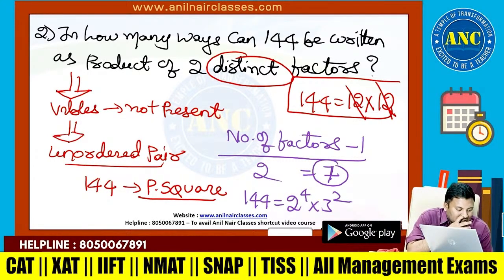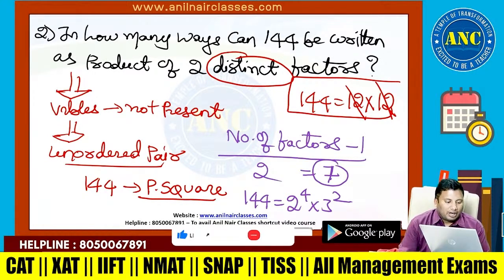Yes, Naveen, we are extending the class, right? 144 is 2 power 4 into 3 square.